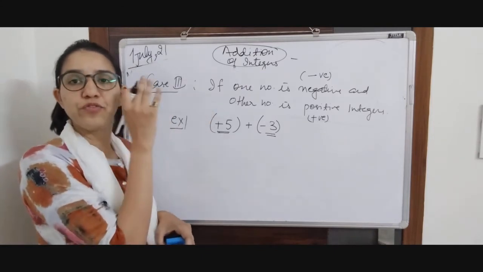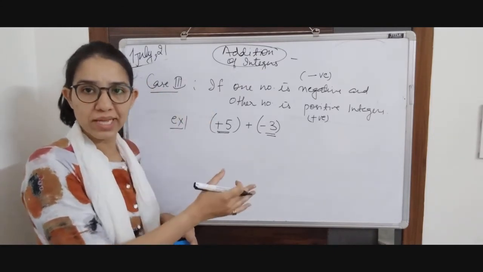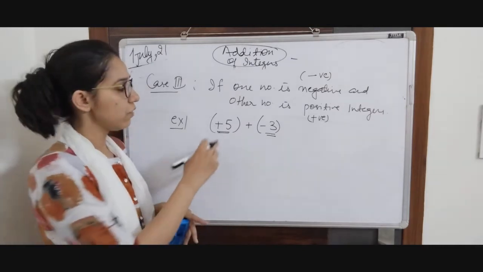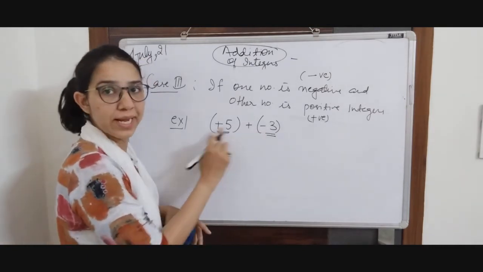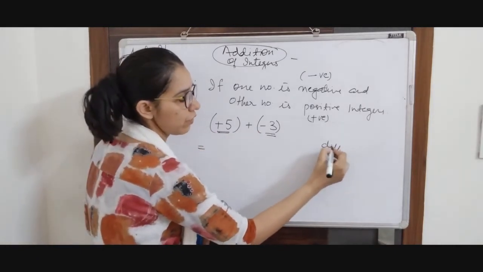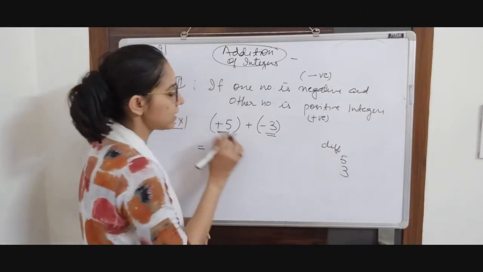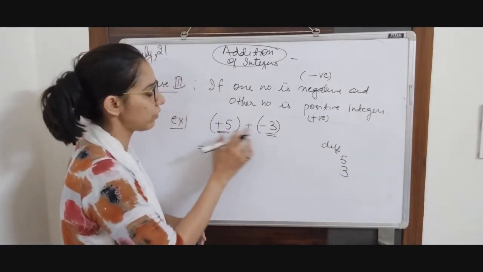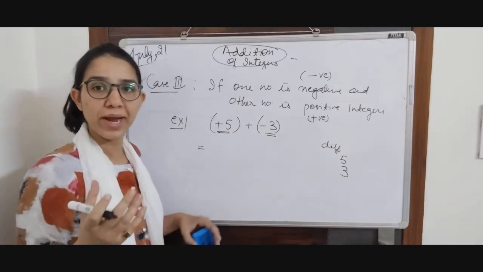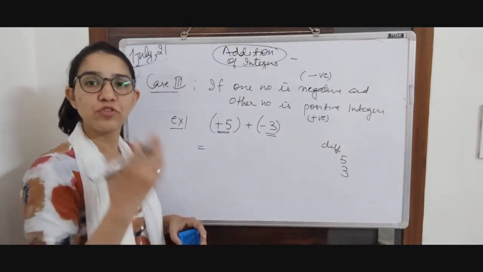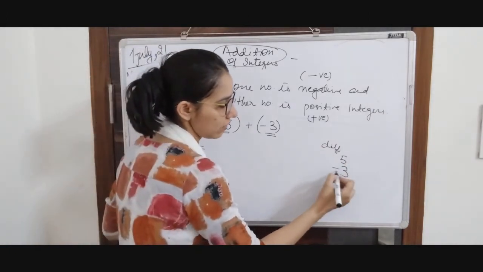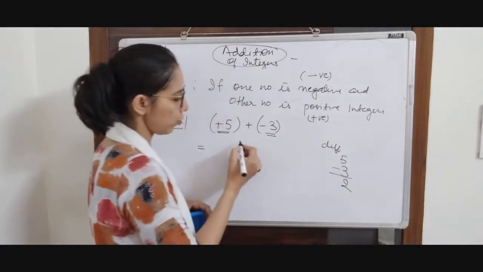Till now, if numbers were of the same sign, we were adding them and keeping the sign. If numbers have different, opposite signs, we will find the difference. So the difference of 5 and 3. It doesn't matter what sign they have. We will find the difference, meaning we will subtract the smaller number from the bigger number. So it is 5 minus 3, which is going to be 2.